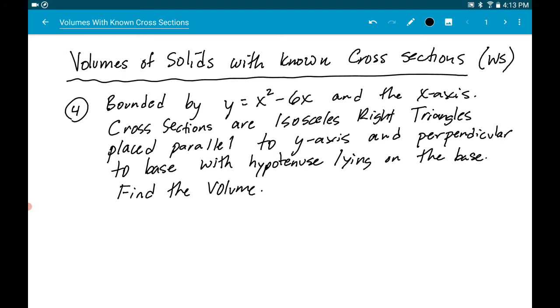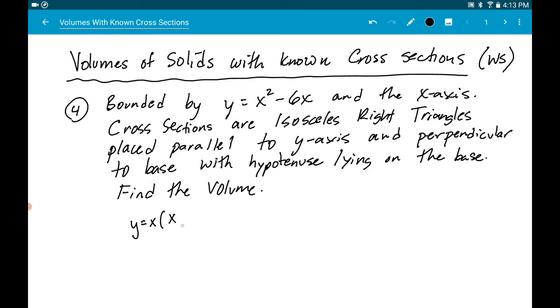These are a couple problems off the handout, and please stop the video if you haven't attempted these on your own. This is just for you guys to check your answers, but please try them on your own. We're going to try to come up with a volume of a solid that's bounded by x squared minus 6x. So let's just jump right into it.